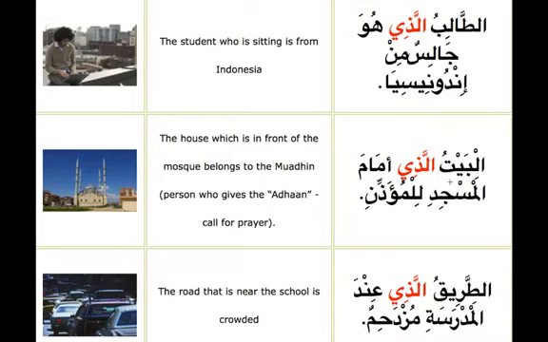Al-baytu, the house, allazi, which, amam al-masjidi, is in front of the masjid. Then we got khabar here, jar majrur lil muazzin. Lil muazzin, belongs to the muazzin. So at-tariqu allazi inda al-madrasati. Inda is zarf, and what comes after zarf is mudaf ilayhi, al-madrasati. That's why it's madrasati. So this is coming together as a silatul mawsul. Allazi inda al-madrasi, the road which is near the school. What about that? Then we got khabar here.